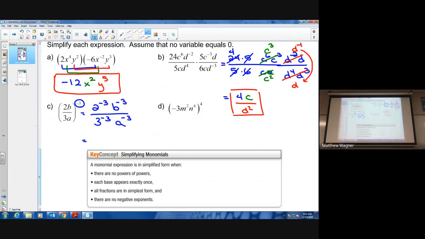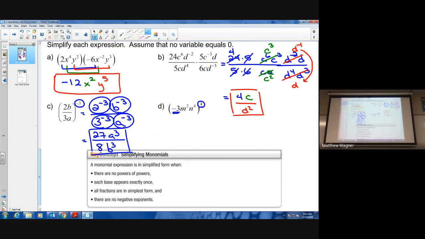So at this point, remember, negative exponents flip. So 2 cubed is 8. That's going to go to the bottom. 3 cubed is 27. That's going to go to the top. All right. We know that b cubed is going to go to the bottom. And we know that a cubed is going to go up top. Negative exponents flip. And then the last one, this is going to be the most common mistake today.